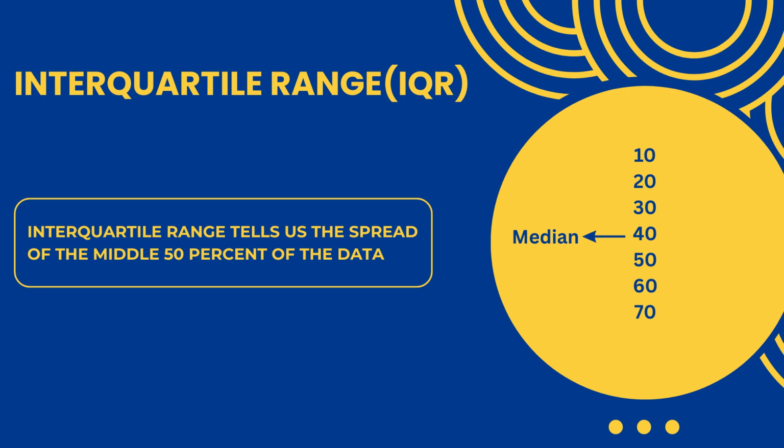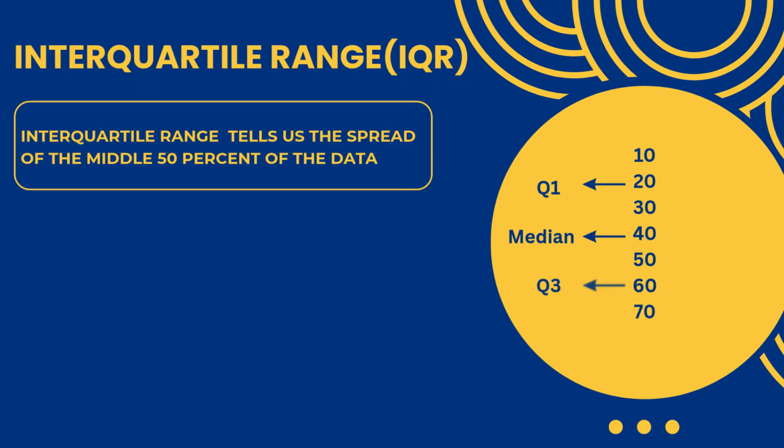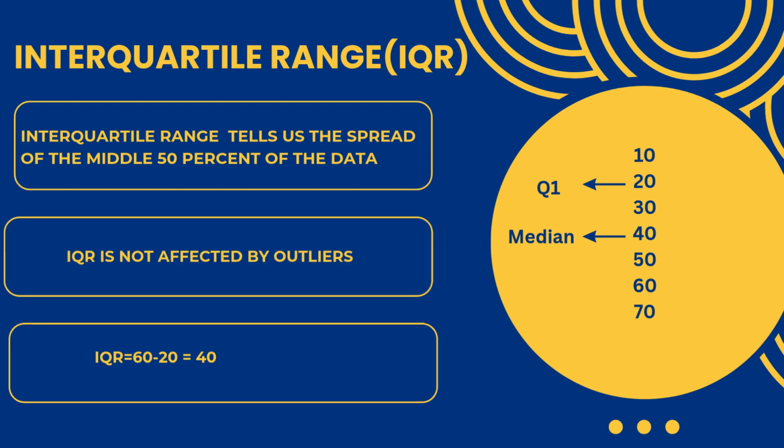Next we find the quartiles. Q1, or the first quartile, is the median of the lower half, which is 20. Q3, or the third quartile, is the median of the upper half, which is 60. Now we calculate the interquartile range, which is equal to Q3 minus Q1. Here it is 60 minus 20, which is 40. This means the middle 50% of the data lies within a range of 40 units.